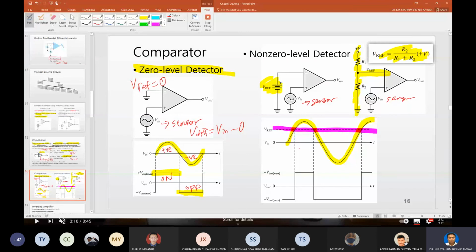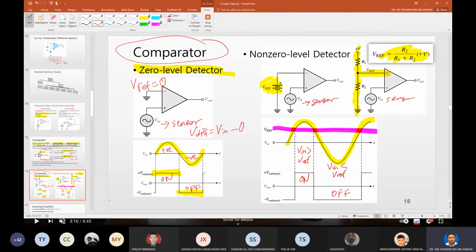So in this particular zone here, your Vin is bigger than Vref, so you get an on value or positive value. And in this range, your Vin is lower than Vref, so immediately you get off values. Okay, so this is what we mean by a comparator circuit. A comparator circuit basically compares two values. In this arrangement, we call this a type of open circuit op amp.